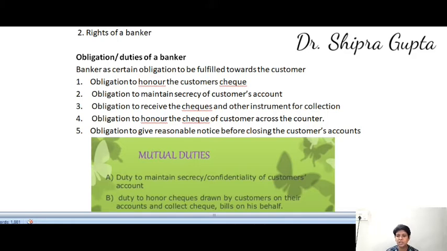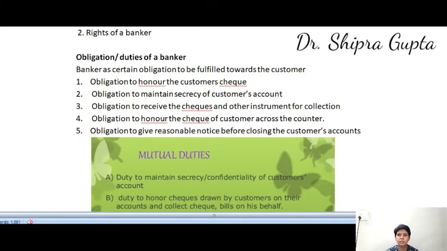Obligation to give reasonable notice before closing the customer's account. It's an obligation or duty of a bank to give reasonable notice before closing. If it wants to close the customer's account, then it's a duty of the bank to give the reason for closing that account, the account of that person. It's a duty of a banker.